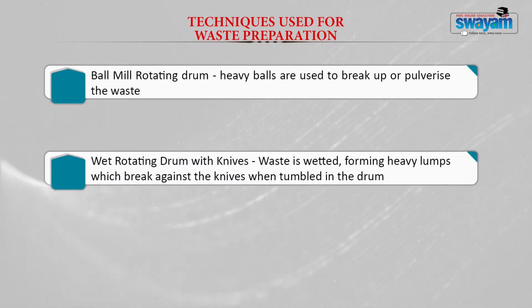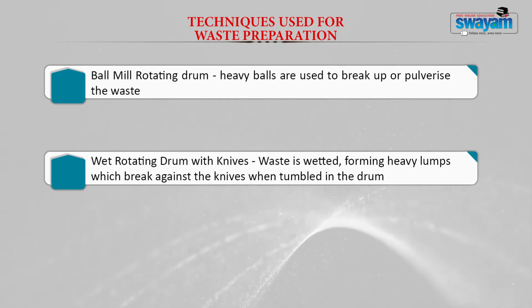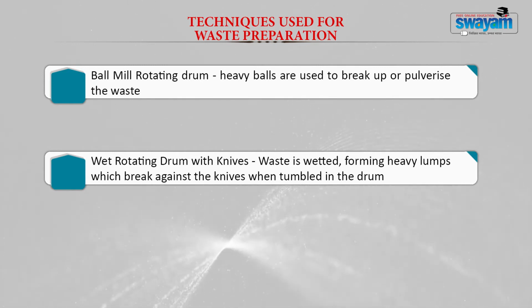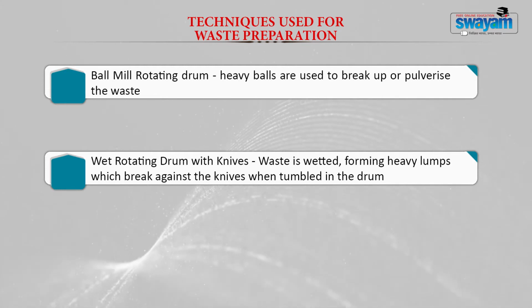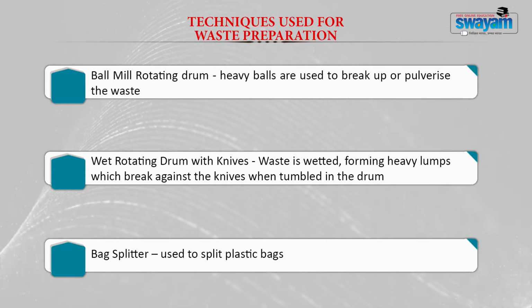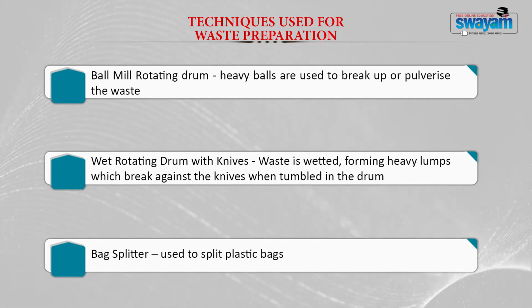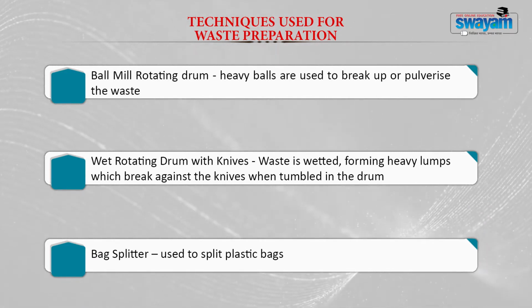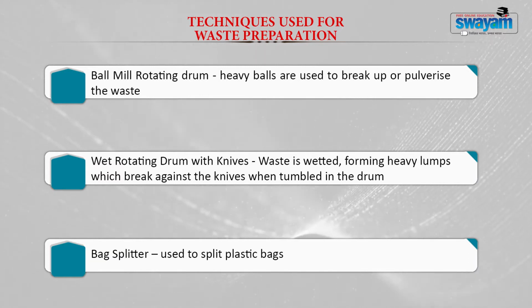Wet rotating drum with knives is also used for preparing your waste. Here the waste is wetted, then the lumps of waste that are formed are broken with the knives which are tumbling in the rotating drum. Then again you have a bag splitter. Now, the role of the bag splitter is to just break open the plastic bags, not to reduce the size.